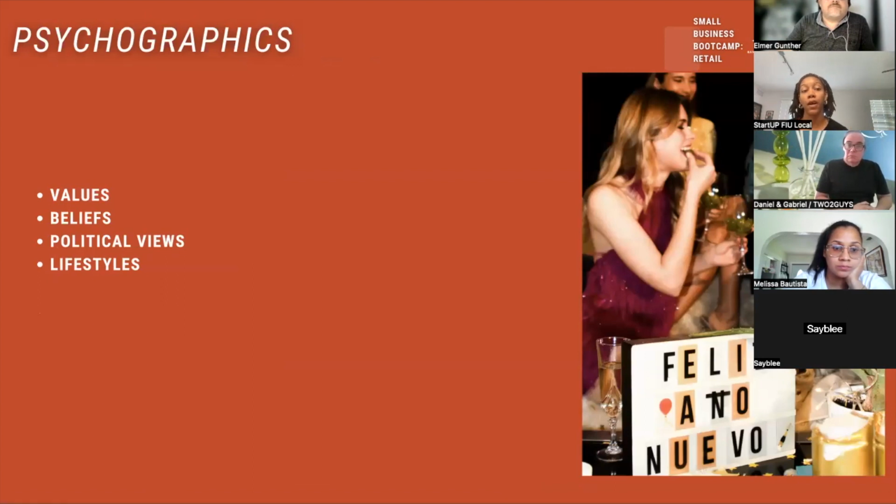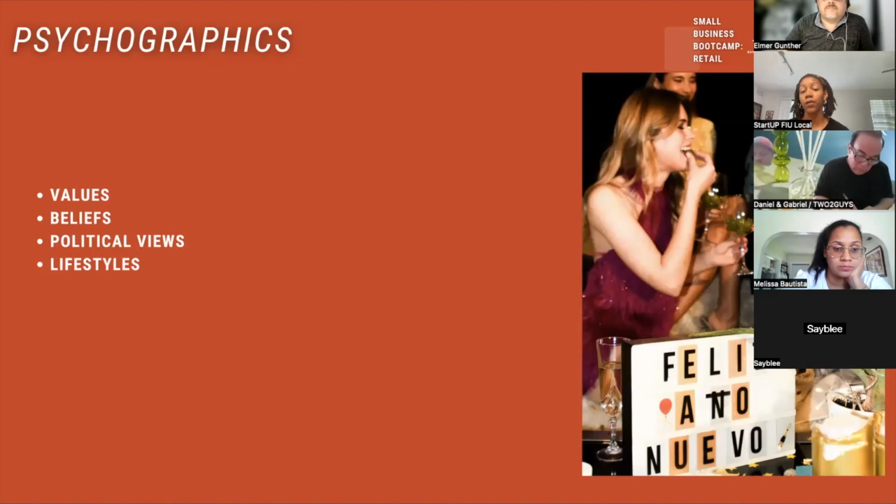Psychographics, values around beliefs, political views, and lifestyle. This takes a little more effort to find this information. But if you have a consumer base that posts a lot online, you can discern this information from that, or you can do a survey to see specifically what those values or beliefs are. Political views, if you're in the Facebook landscape at all, there's a lot of conversation and discourse around that. You can discern a lot from Facebook threads.